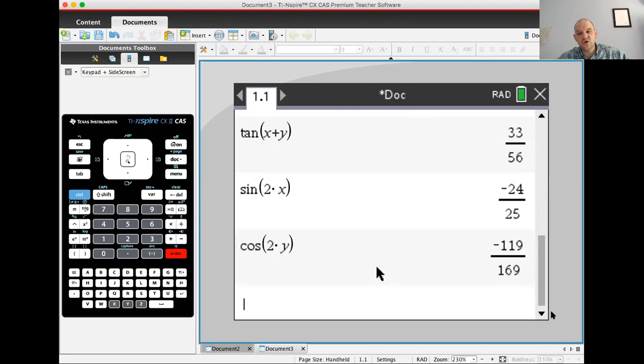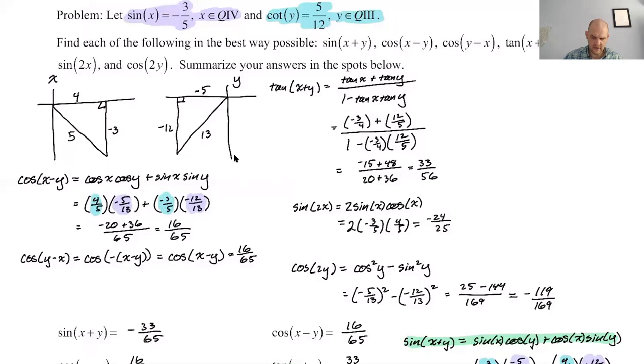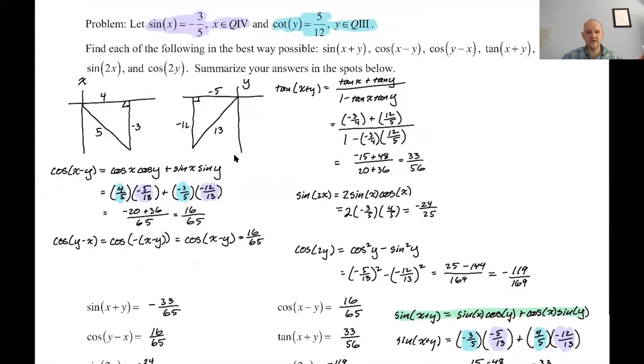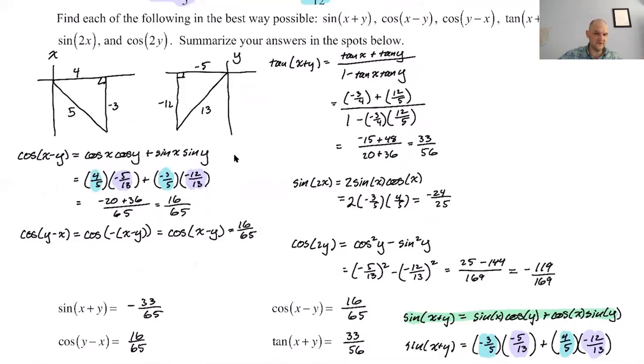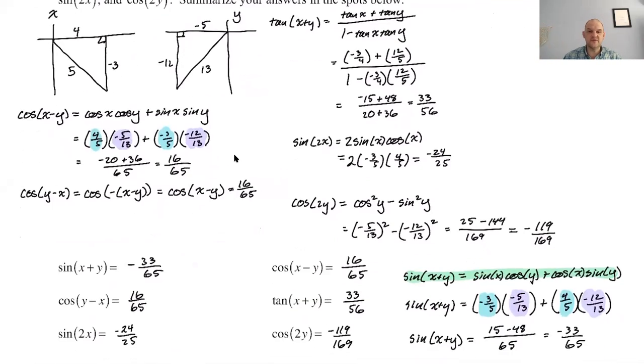You should always be checking like that. It's a really good skill to have. Because if you ever really, really needed to do these, you would probably be using a calculator. Like, I don't know, you're walking down the street and somebody says, find the sine of x plus y, and you happen to have a calculator, you'd probably use it. But we have to be able to do them by hand.